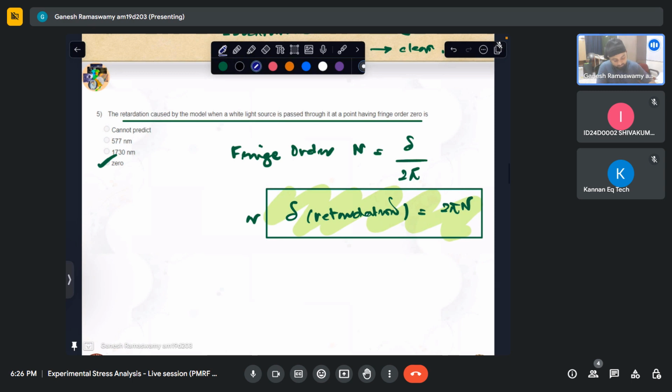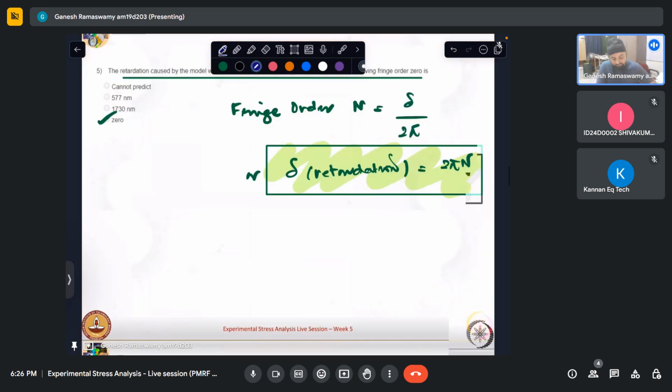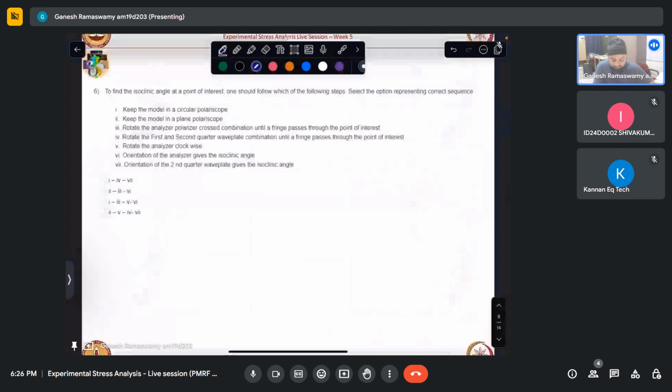Okay, so let us move on to the next question. To find the isoclinic angle at a point of interest, one should follow which of the following steps? Select the option representing the correct sequence. So not only do we have to identify which step is applicable, we also have to mention the sequence in which we are going to do it.